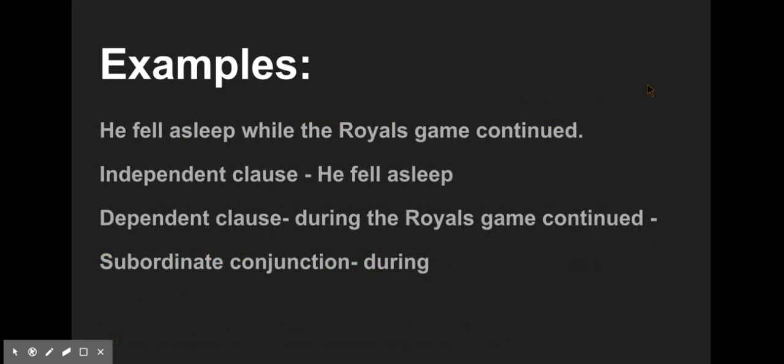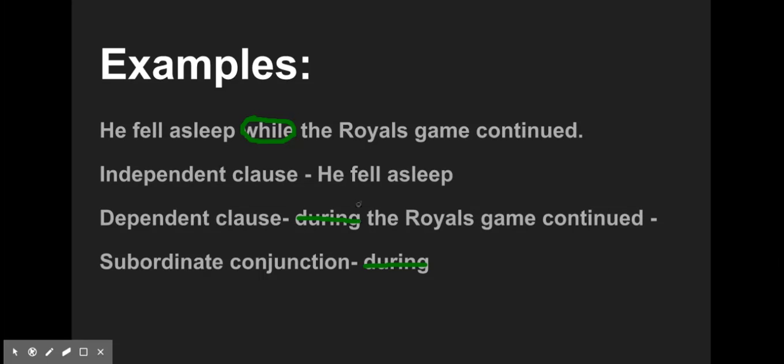Here's another example. He fell asleep while the Royals game continued. The independent clause here is he fell asleep. The dependent clause is during the Royals game continued, and the subordinate conjunction is during. Oh, wrong one. Should be while. See, even I make typos. So actually it should be the word while. While is connecting the dependent clause to the independent clause. So actually, both of these should say while.